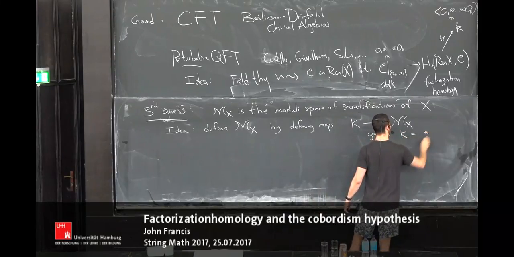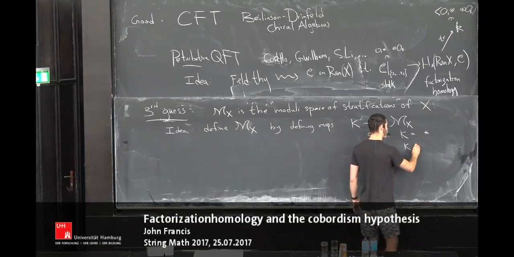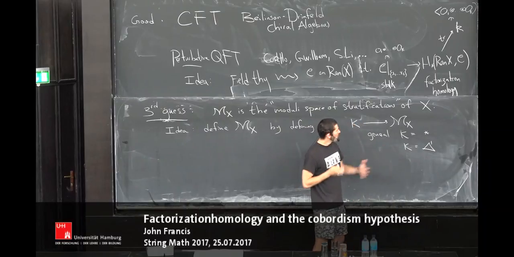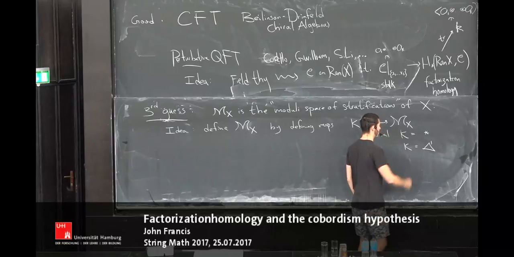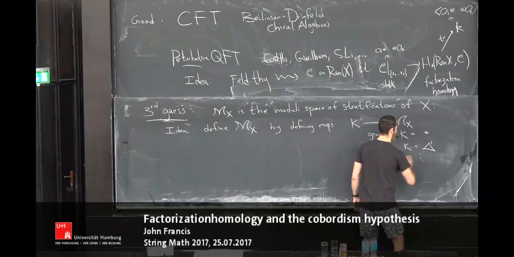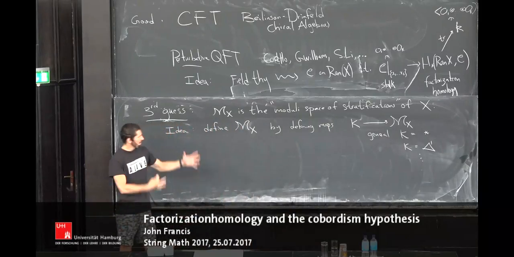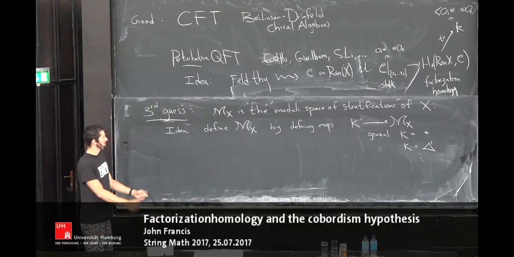So we'll start with K being a point. In other words, just to say what an element of M sub X is. And then we'll let K be a path. So we want to describe how one stratification is allowed to devolve into another one in a continuous one-parameter family, and then consider the more general case. And that'll allow us to say what this kind of space is in terms of the functor of points that it describes.